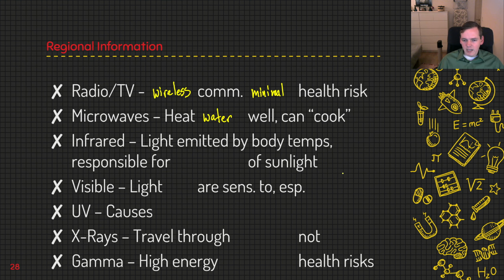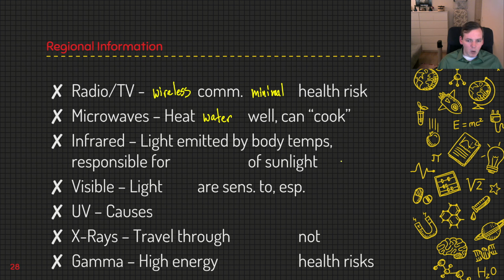Infrared, this is the light emitted by body temperatures. There's a thing called black body radiation, which is just the idea that depending on the temperature of an object, it always emits light because there's vibrations of cells, vibrations of molecules, and it's some cool stuff that we'll probably talk about when we talk about what is light and how is light made in electricity and magnetism.